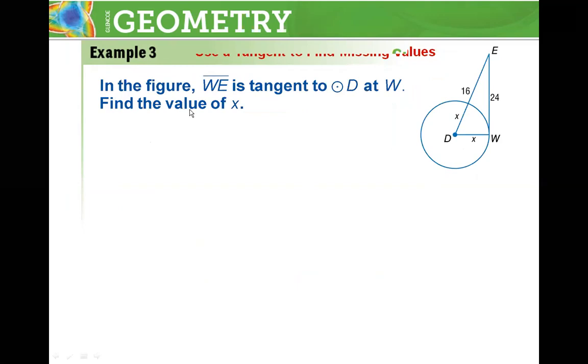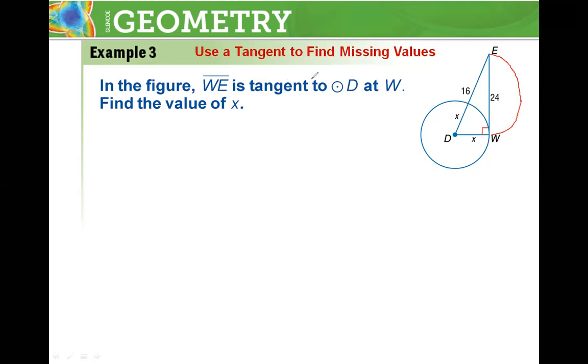In the figure, WE is a tangent to the circle D. So this is a tangent. From this information, we deduce that this angle is 90 degrees. So the Pythagorean theorem is satisfied. WE is a tangent to circle D at W. Find the value of x.